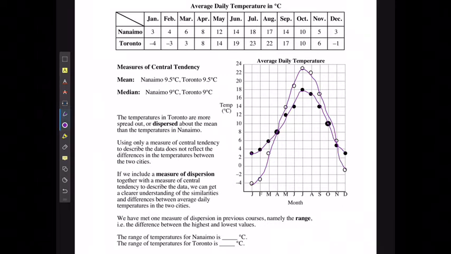We can see that when we add up all of them and divide by the number of terms we have, the average or mean temperature for both of them is 9.5. The median, or the number that is right in the middle, is going to be 9 for both of them.